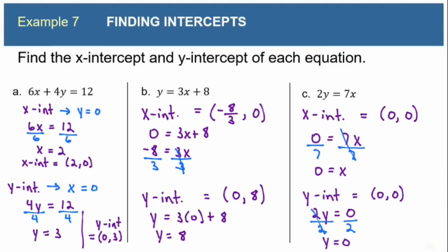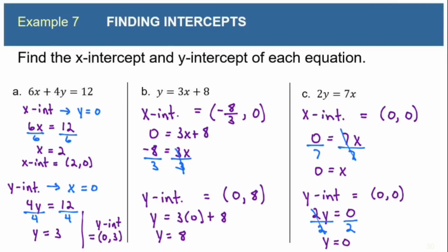So this line goes through the origin. Its x-intercept and its y-intercept are both at (0, 0), and that's no big deal. That can happen, so don't let it make you feel like you did something wrong or that you've made a mistake anywhere.